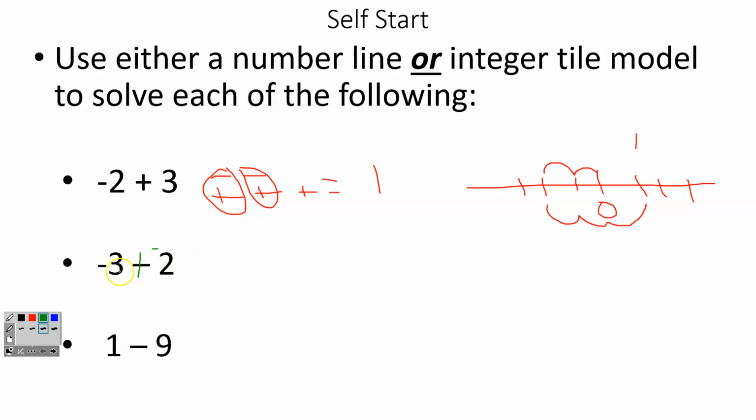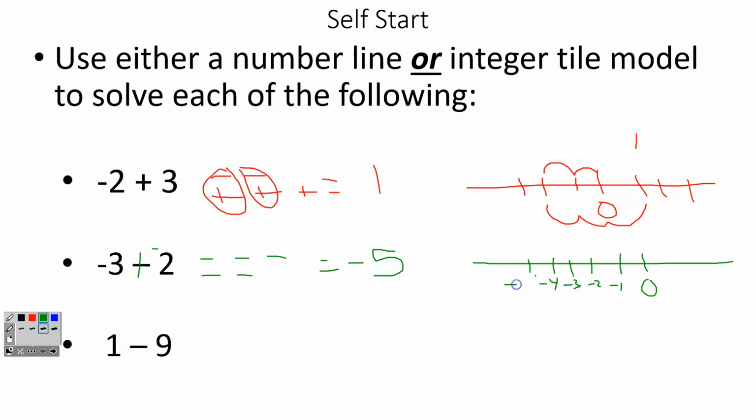That now changes my problem into a -3 plus a -2. So I'm going to draw 3 negatives, and then I'm going to draw 2 more negatives. I don't have any positives, so I can't make any 0 pairs. In the end, I'm just going to count them all up, and I'm left with 5 negatives. If I were to do this on a number line, I'm going to go 3 in the negative, 1, 2, 3, and then I'm going to go 2 more in the negative, 1, 2, and I end up at a -5.